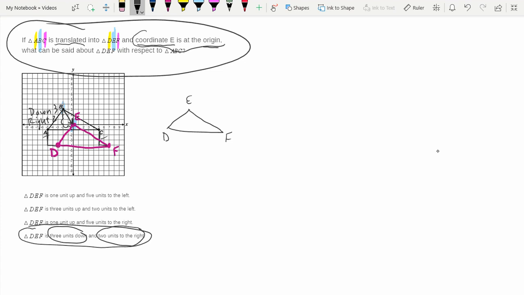Everybody knows how to put E at the origin. You know how to draw E at the origin. Well, once you draw it out and start working through it, you should be able to get a pretty good idea of what you're doing.